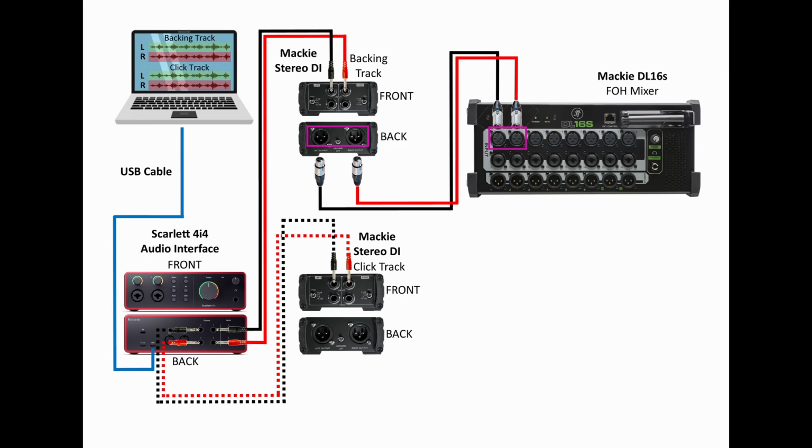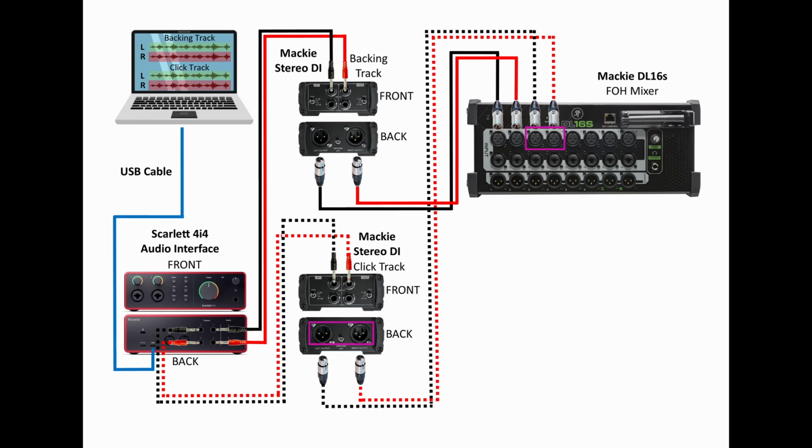Now you're going to take the left and right output from the second DI box into inputs 3 and 4 of your front of house mixer. Again, it doesn't have to be inputs 3 and 4 of the mixer. You can choose whatever one you want. And remember, the first DI box is containing the backing tracks, which you want your audience to hear. The second DI box is going to contain the click track and any other things that you don't want the audience to hear, but you need your musicians to be able to hear on stage.